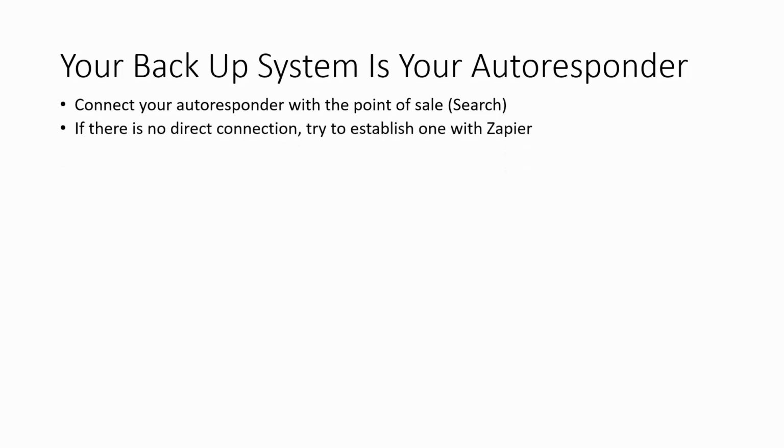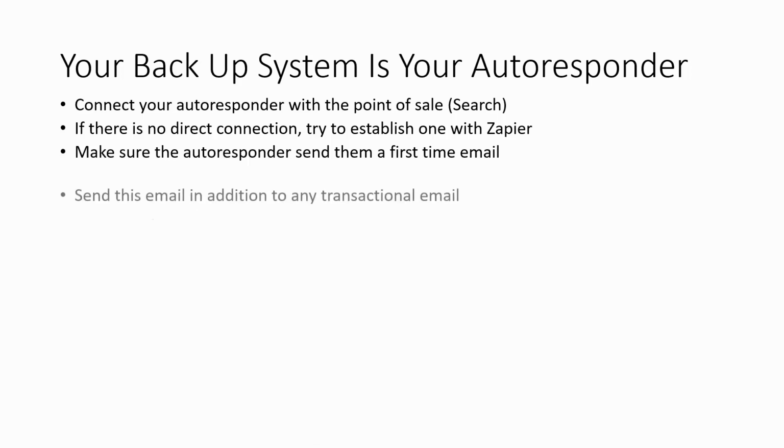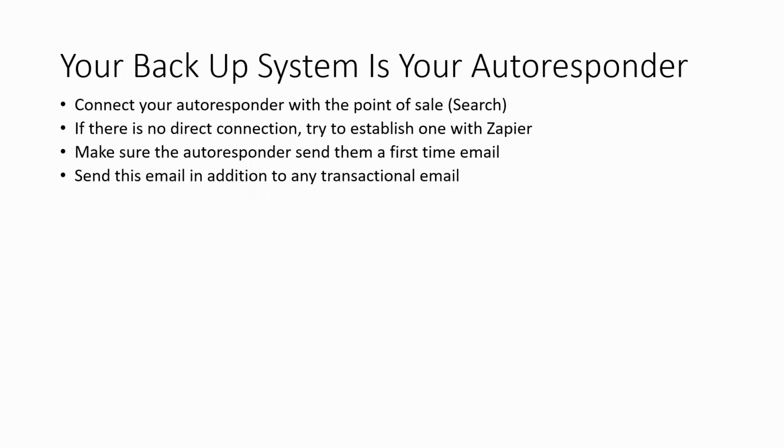Right now, if there's no direct connection between your autoresponder and PayPal, try to establish one with Zapier. You want to make sure that the autoresponder sends them a first-time email, and you're going to send this in addition. Even if you have membership software, you should make sure that they get this first autoresponder email in addition to that. So do not depend on the transaction email saying they paid X amount, and because they paid X amount, they got this link.